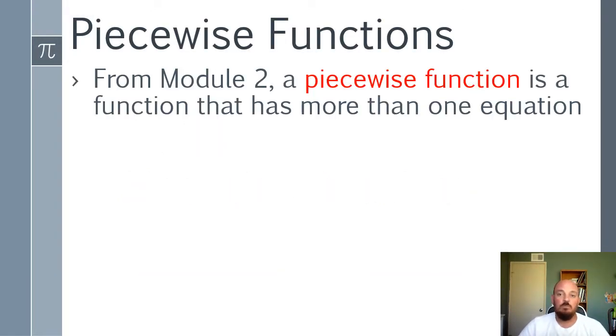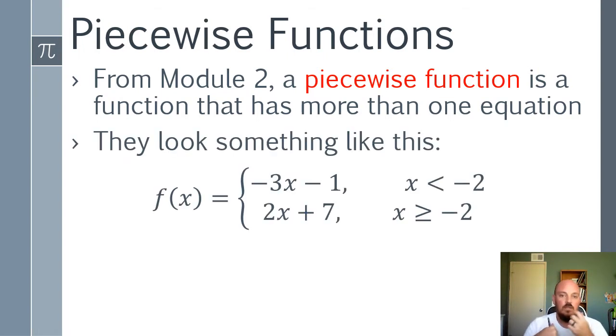The first time we talked about piecewise functions, I said a piecewise function is a function that has more than one equation. So it might look like this. Here's an example where we have f of x, our function. It's equal to, and then you see that little curly bracket there. That's the key that tells you it's a piecewise function. It groups together more than one equation.